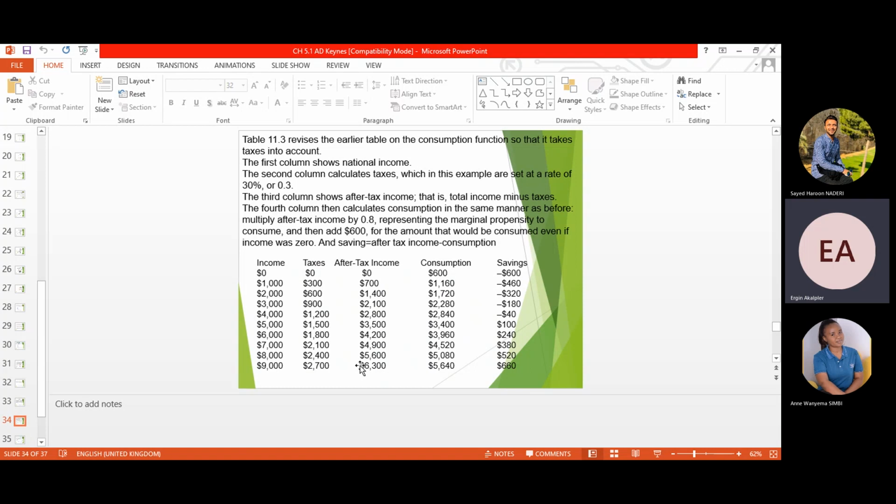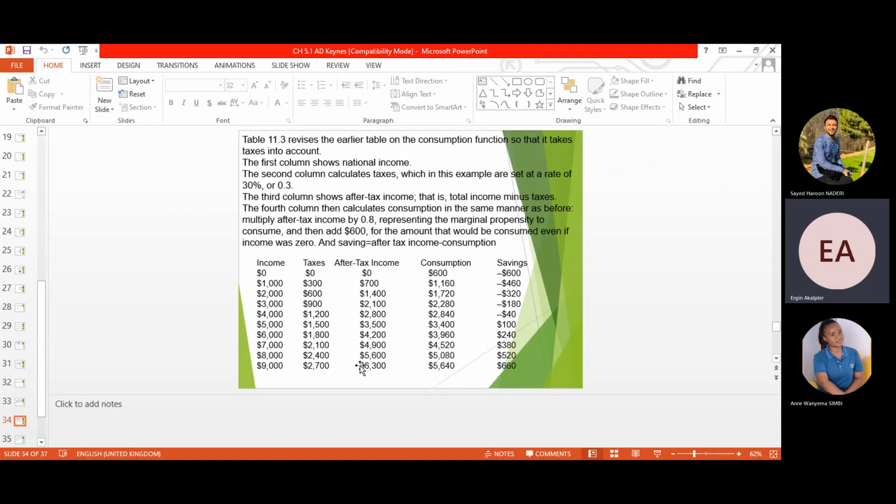And for the second, you have 1,400, you're going to multiply with 0.80, then this will give you 1,120, and you add 600, then it makes 1,720, and then it goes to 2,100. Again, you're going to multiply with 0.8, and this will make 1,680, and then you add 600, then it will make 2,280, and it goes like this.